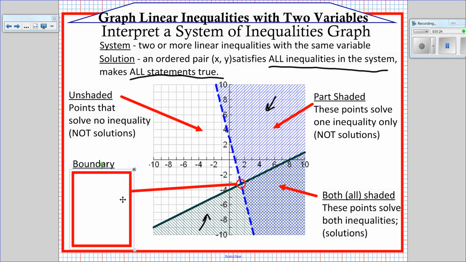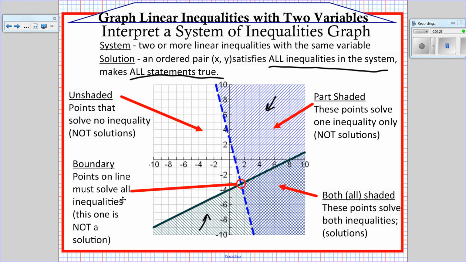We'll also have a boundary area, usually someplace where the lines cross. So in this case, that's right here. If you have a point on a line, it must solve all of the inequalities. This one won't work because of the dotted line. So if there is a dotted line present anywhere on that intersection, that does not count.